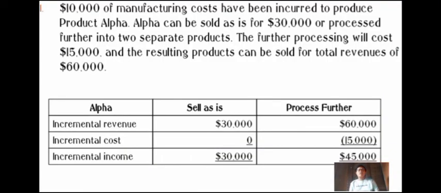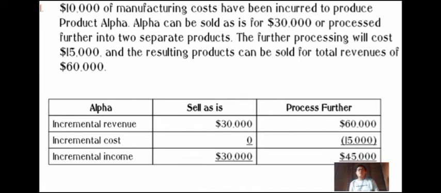So, we need another example. So, let us go to another example. $10,000 of manufacturing costs have been incurred to produce product Alpha. Alpha can be sold as is for $30,000 or processed further into two separate products, BB and CC. The further processing will cost $15,000 and the products BB and CC can be sold for total revenues of $60,000.